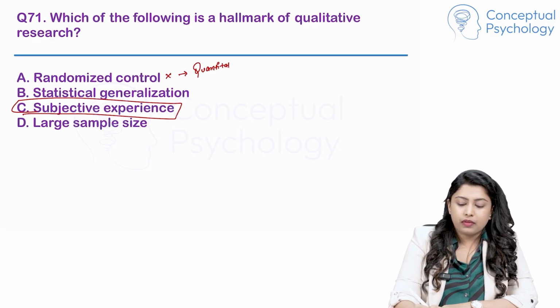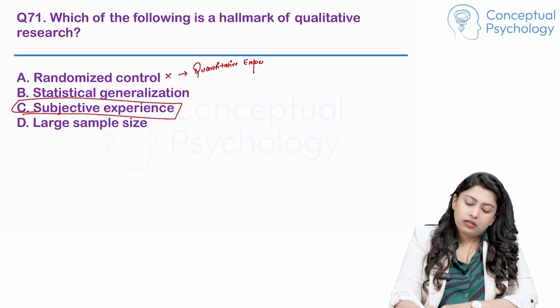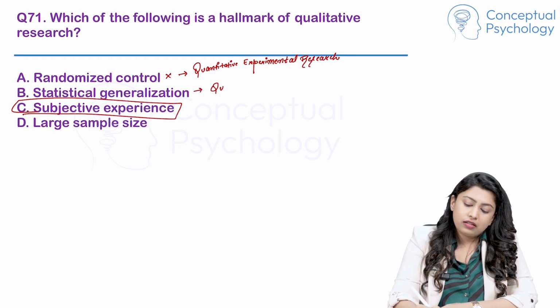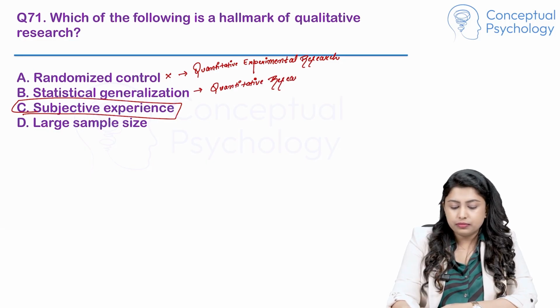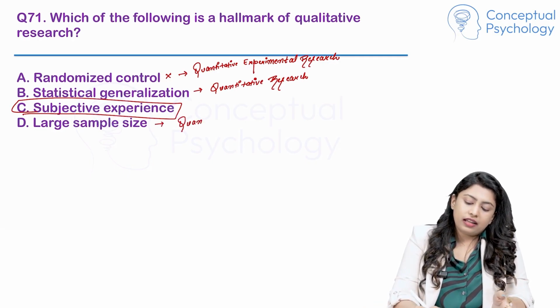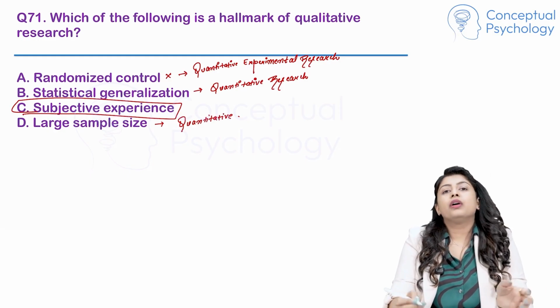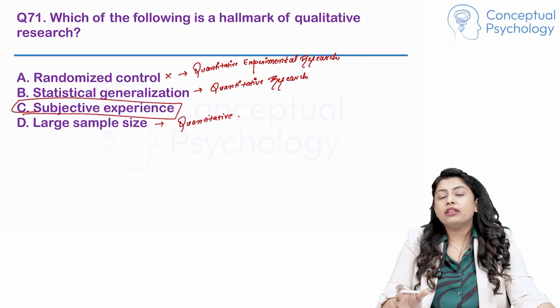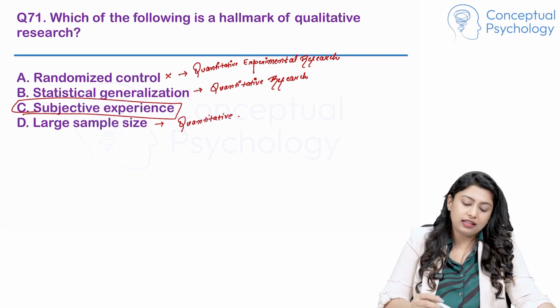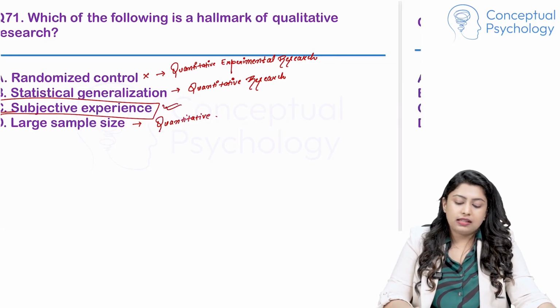So this is quantitative experimental research. Statistical generalization is a characteristic of quantitative research. This is again quantitative research. A large sample size is typically associated with quantitative research again. So, qualitative research prioritizes understanding the subjective experiences and meanings rather than the objective measurement and statistical analysis. Okay, hence C is the correct answer.